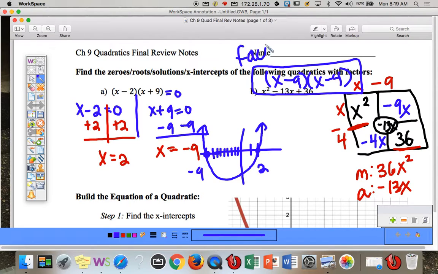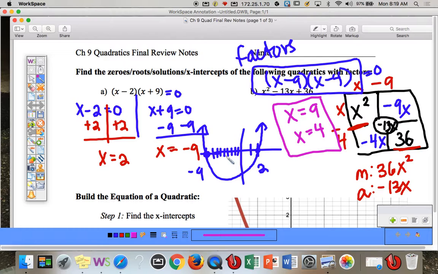I should write factors. But it says find the zeros. So again, we're going to use the zero product property. We're going to set it equal to 0. What makes each of these 0? And there's two answers. One will be 9 and one will be 4. So these are the zeros where they cross the x-axis.